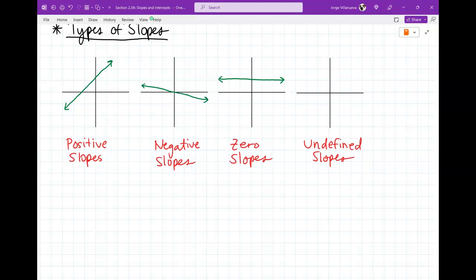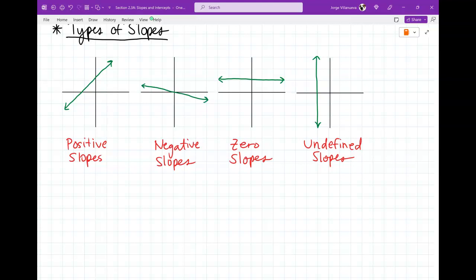So an undefined slope is straight up and down. It's a line that goes basically straight up and down. So there's four types of slopes that you're going to have to know: positive slopes, negative slopes, zero slopes, and undefined slopes.